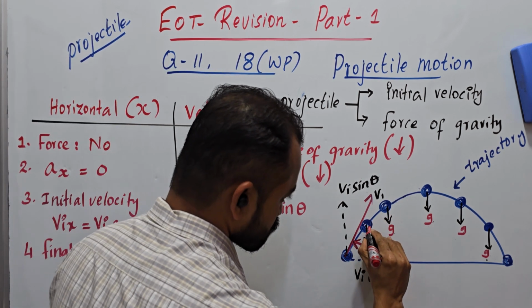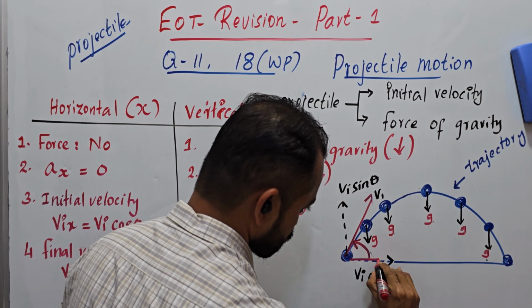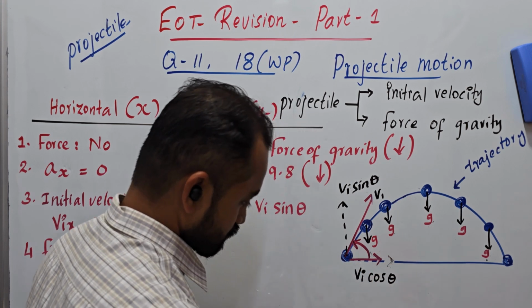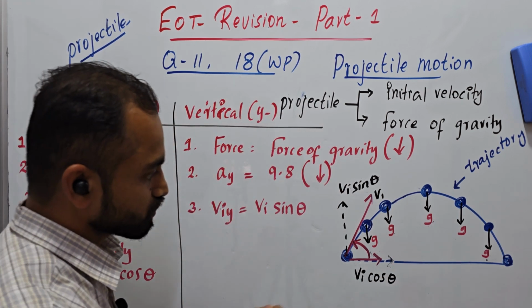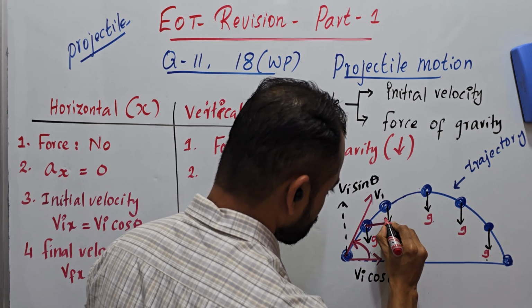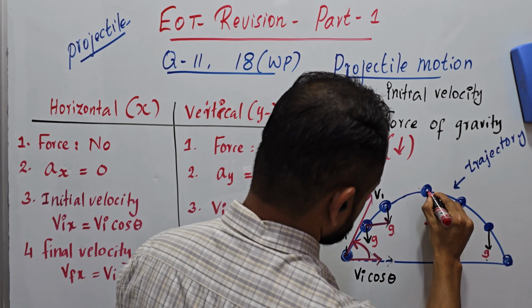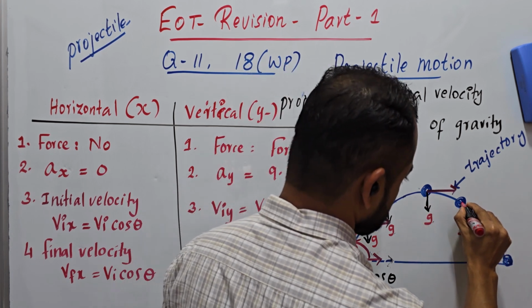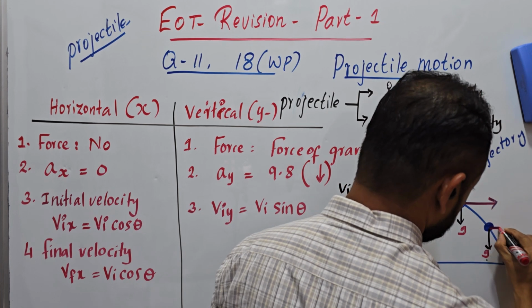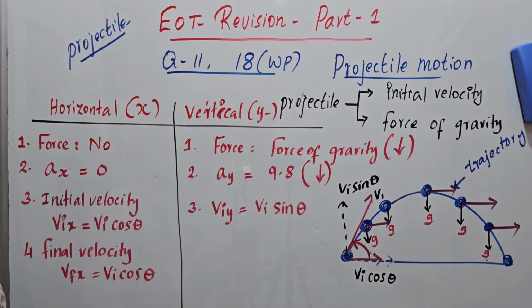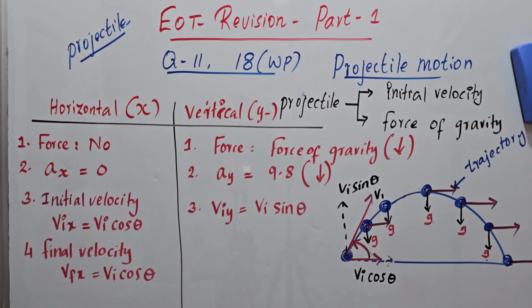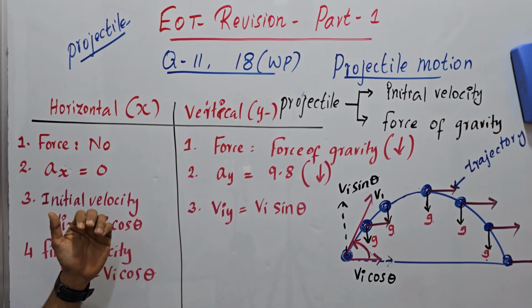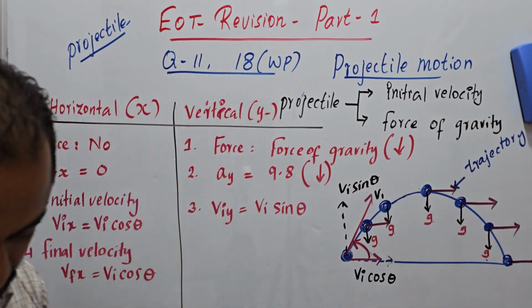And here I will draw the horizontal velocity. This is our horizontal velocity, velocity along the x direction. The value of the horizontal velocity will always be the same, constant, because there is no acceleration. Acceleration along the horizontal direction is 0. That is why the horizontal velocity of the projectile is constant throughout the motion. And what is the value of the horizontal velocity? That is equal to vi cos theta, constant throughout the motion of the projectile.